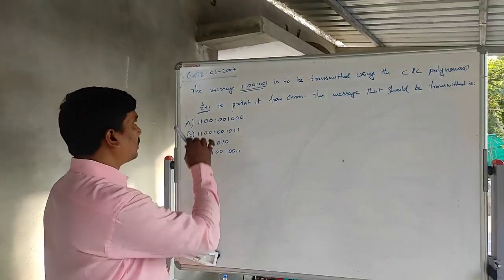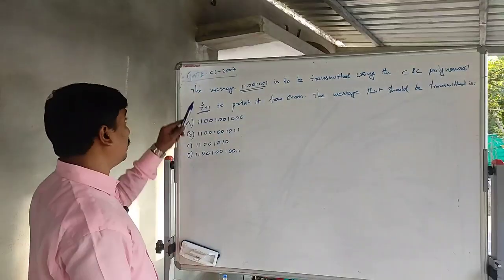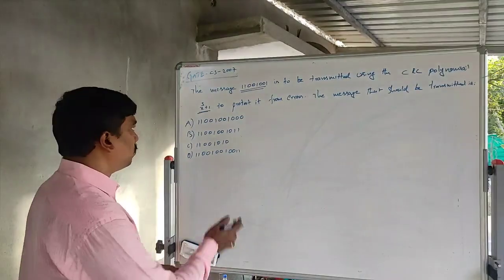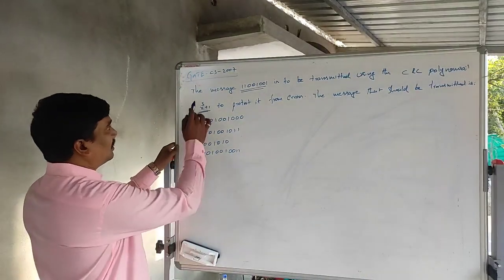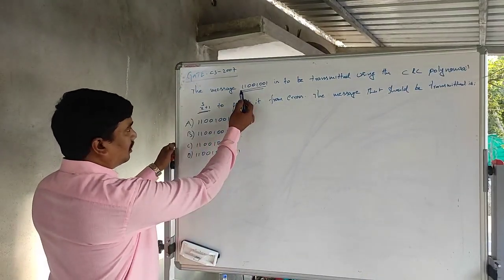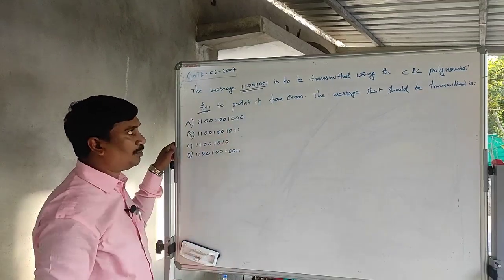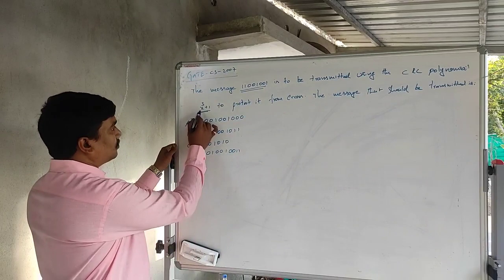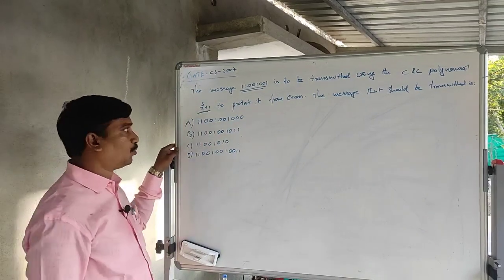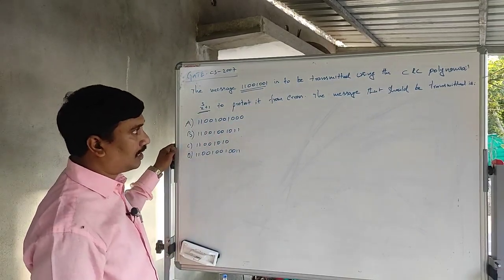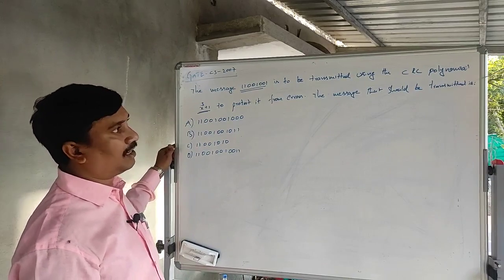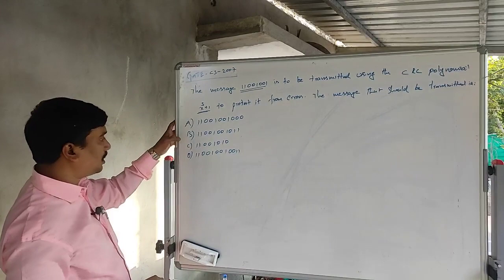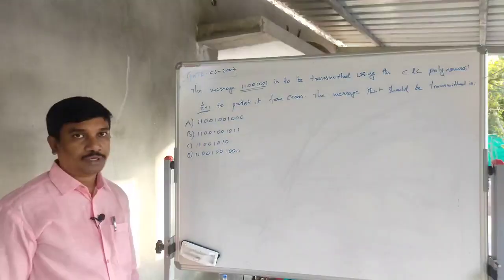Yes, next example, this question was asked in GATE CS 2007. Okay, so the message 11001001 is to be transmitted using the CRC polynomial x power 3 plus 1 to protect it from errors. The message that should be transmitted is: so these are the given options, option A, option B, option C, option D.